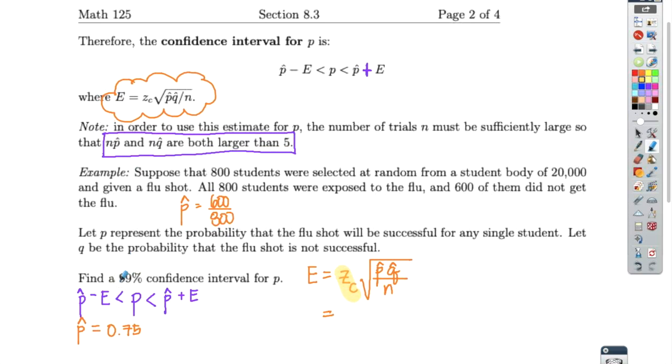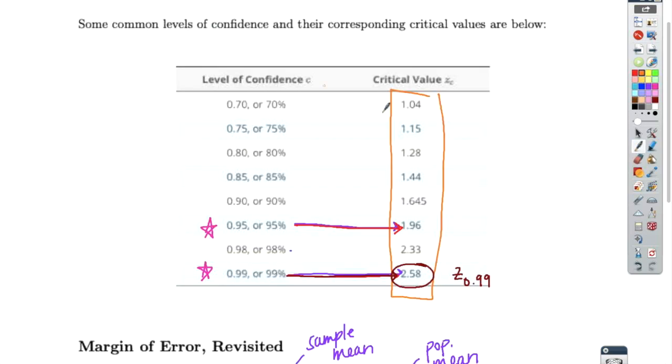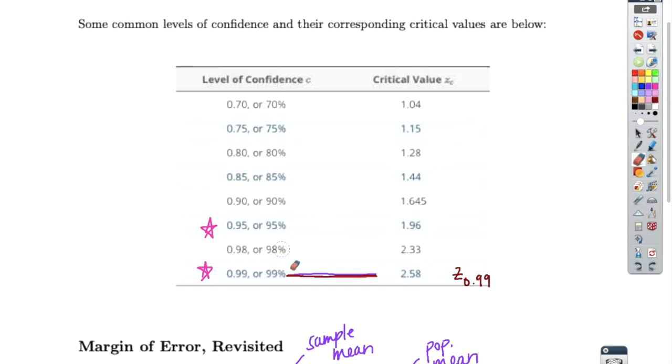Well, that just depends on how confident we want to be, and we want a 99% confidence interval. So going back to your 8.1 packet, remember you've got this table for all of your different confidence intervals and critical values. In this example, since we want a 99% confidence interval, we want that 99% critical value, which is going to be 2.58.